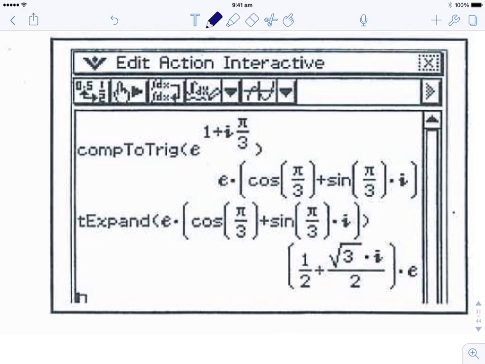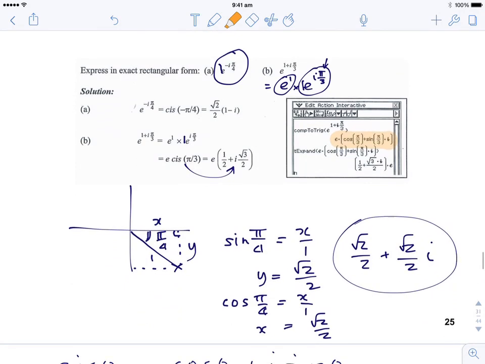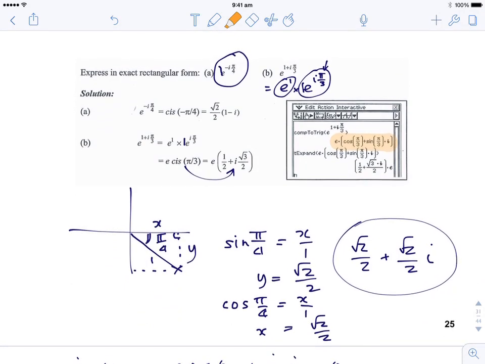Comp to trig gives you this step here. So you can see that that's e times cis pi over 3, hopefully. But if you use the t expand function on the previous line, it also then gives it to you in nice rectangular form. So there are some examples of using a complex number in exponential form.